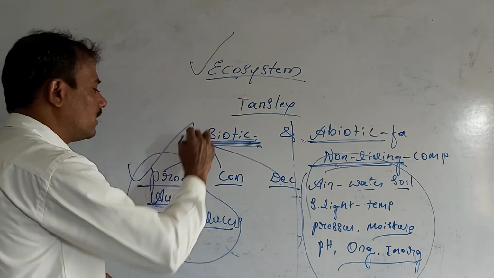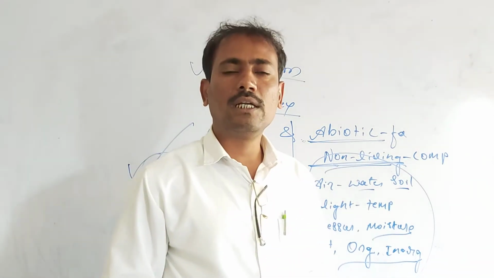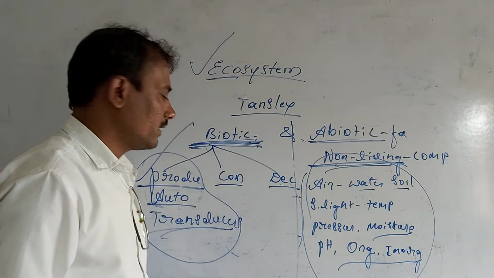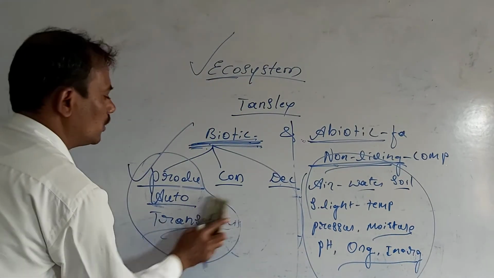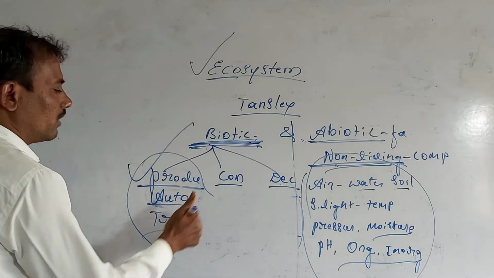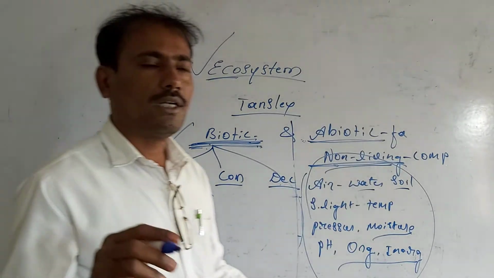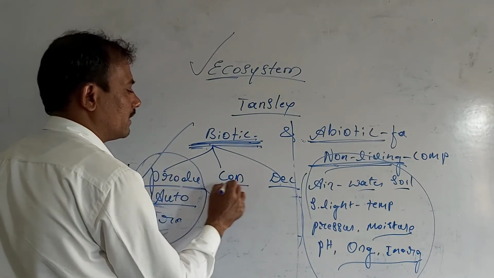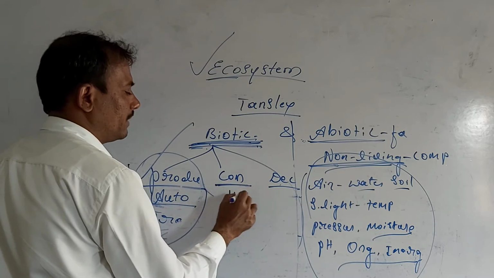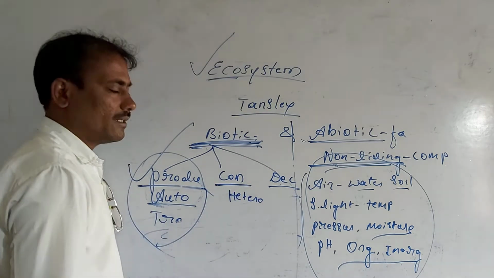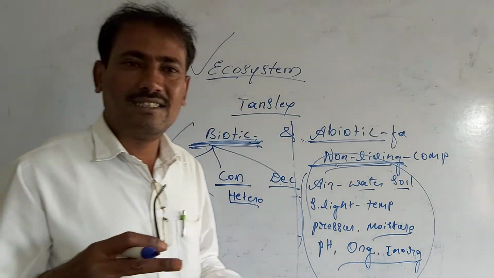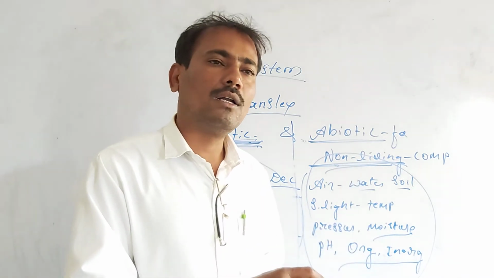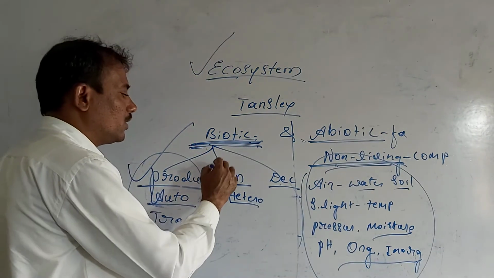All green plants are producers. All autotrophic green plants are called the producers, one of the biotic factors. And consumers are nothing but the living organisms, especially the living organisms which feed upon the green plants. Actually speaking, these are heterotrophic organisms. They never photosynthesize, they never prepare their own food material. They depend upon the green plants, and are called the consumers.